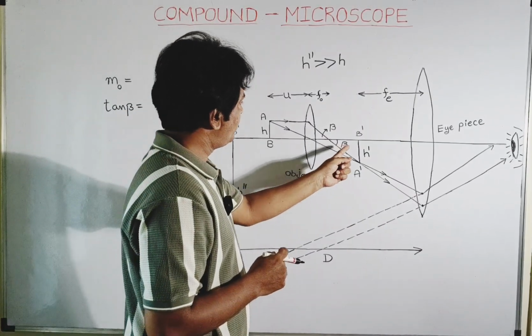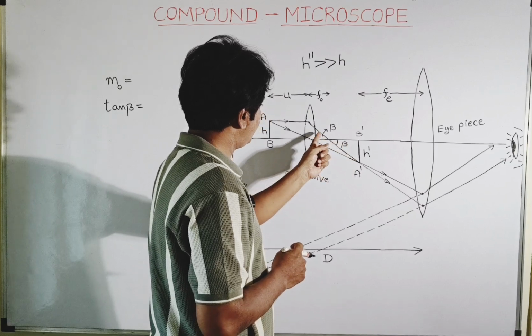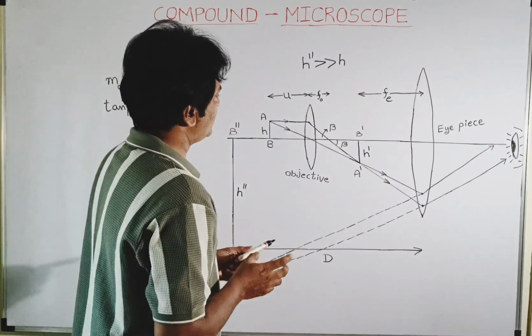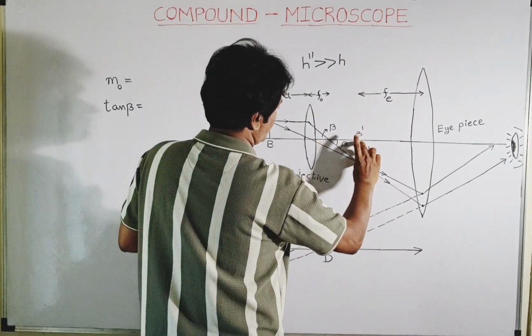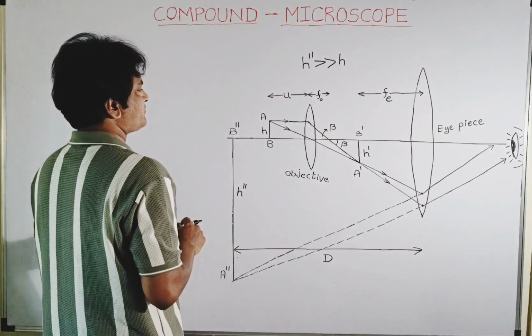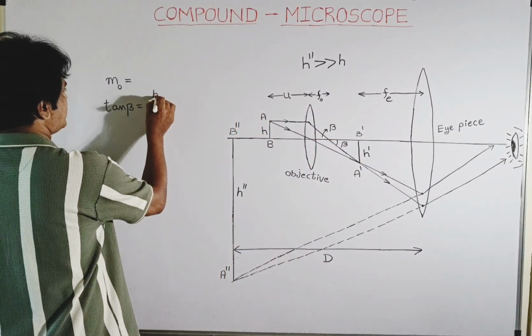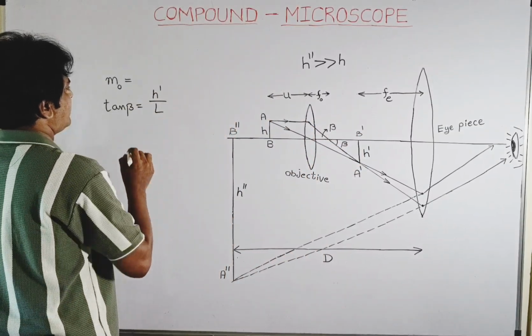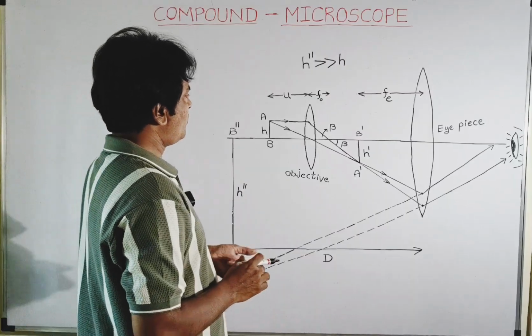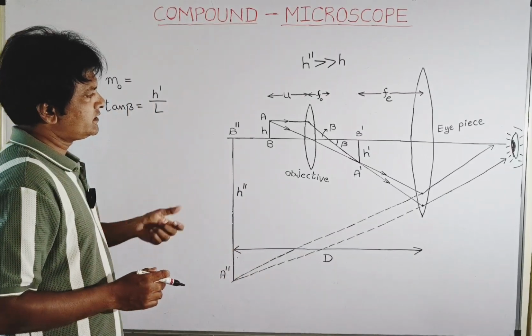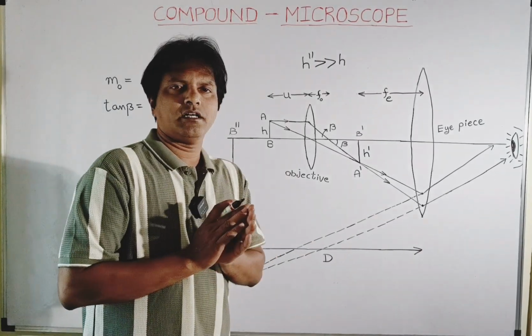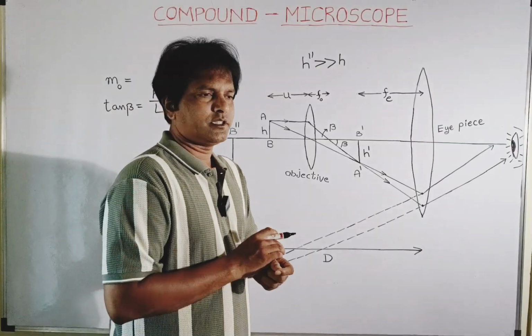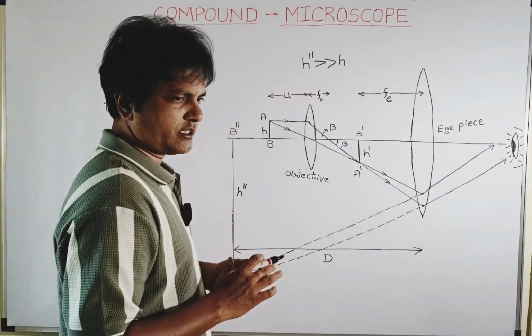So here the angle beta, and this angle is beta, this is also beta. When you consider tan beta, opposite side by adjacent side, that means h dash by L. I will write h dash by L. What is L here? L is the microscope length, or we call it the tube length. What is that length?